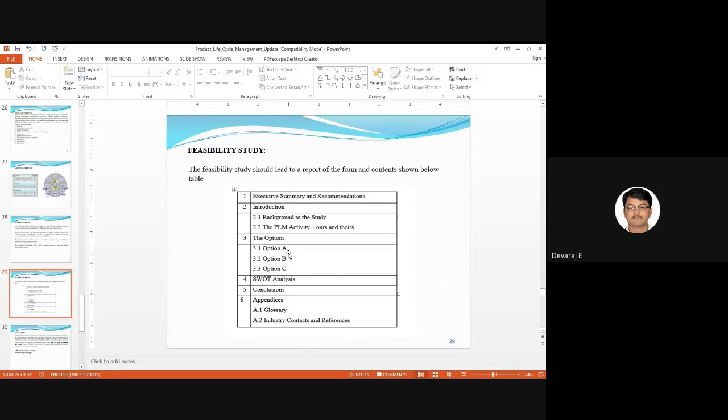So you should always do this SWOT analysis. Without doing this SWOT analysis, you cannot succeed in the market or succeed with the product. If you do this, then only you can analyze what the weaknesses of the product are. It may be the cost, or the material used in the product may not be good, or the cost will be high.